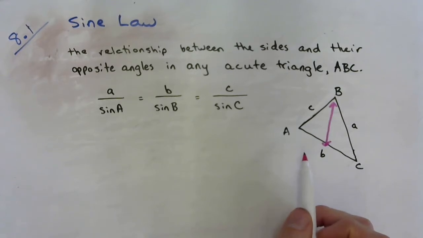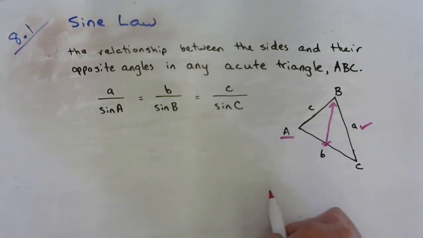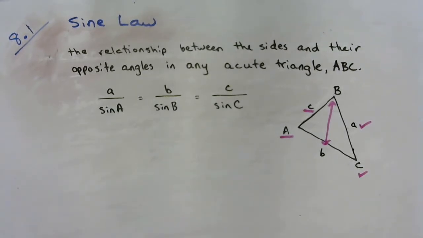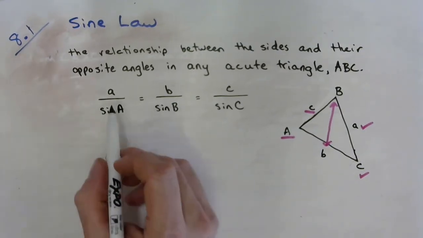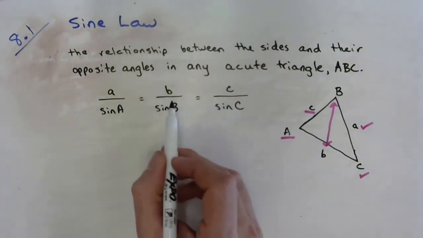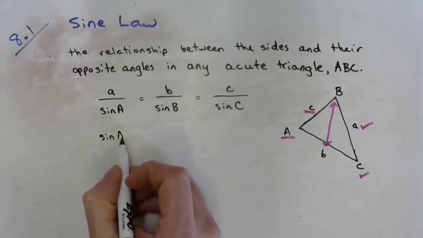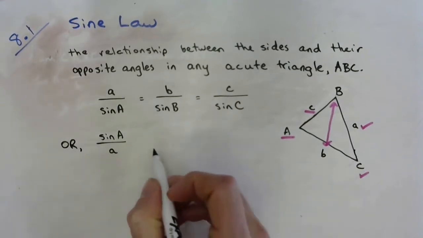Does that make sense? So if I have A, I can solve for A. If I have angle C, I can solve for side length C, or vice versa. Okay? There's one other way to write this equation to use the sine law. If you're trying to find a side length, then this is a good way to use it. If you're trying to find an angle, then you can also write it like this.